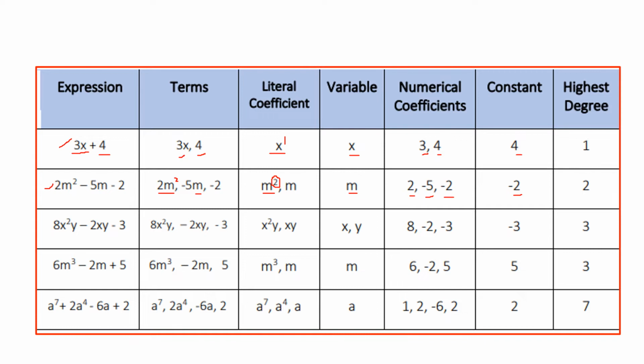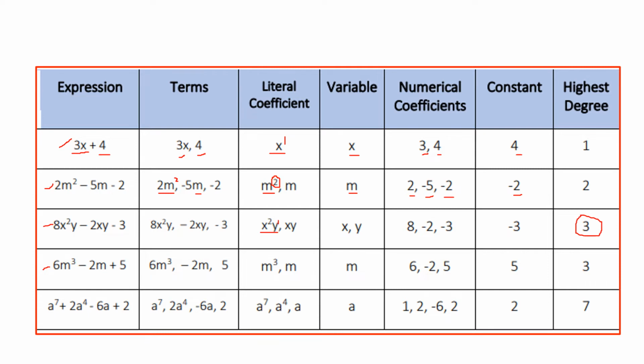Let's go over the other examples. So here is example number 3 and example number 4. For example number 3, its degree is 3. How did we get that? For the literal coefficient, we have x squared y. That is our first literal coefficient. The exponent of x is 2. The exponent of y is 1. We have to add those two. So 2 plus 1 is equal to 3. That's why the highest degree for this expression is 3.